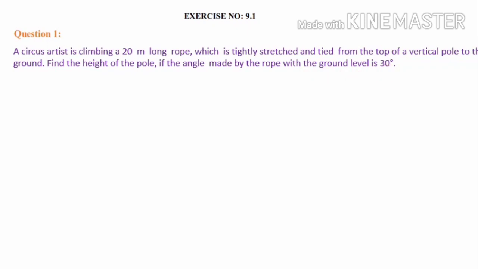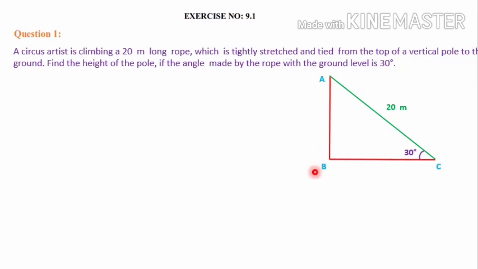The first and foremost thing we have to do is form a right angle triangle. Here a circus artist is climbing a 20-meter long rope. The rope goes this way and the length of the rope is 20 meter and it is tied at both ends. This is on the top of the pole and this is at the ground. The circus artist is climbing this way. And another condition is given, the angle made by the rope with the ground is 30 degree. So the ground level is this one and the angle between the ground and the rope is 30 degree. And the pole goes this way and the right angle triangle is formed.